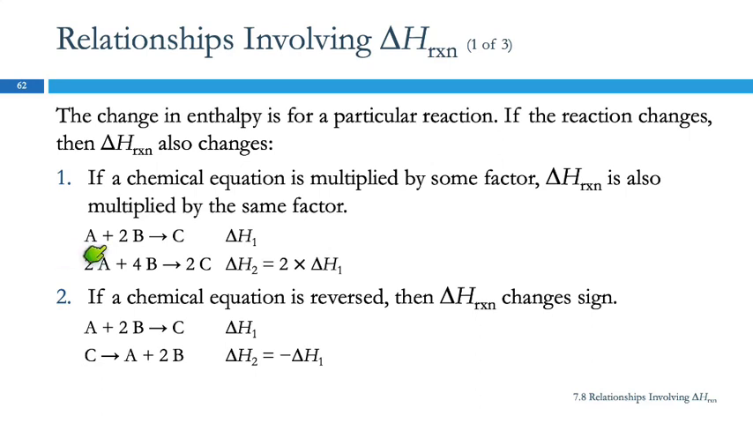So the example here, we've got this generic equation, A plus 2B goes to C, and this is delta H. By multiplying all the coefficients by 2, now I have twice as much stuff reacting, so we should have twice as much energy. And we do. So we multiply delta H by 2. Let that sink in for a second.